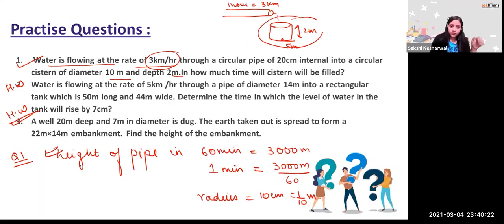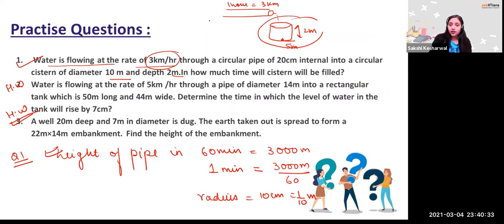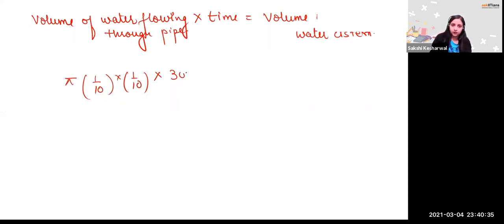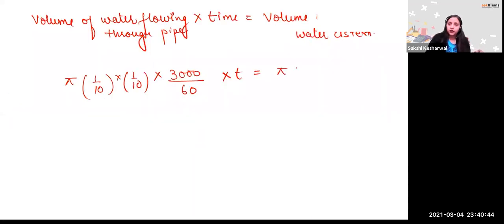This one is the height. So it is pi times radius, 1 by 10 into 1 by 10, right? And the height in 1 minute is 3000 divided by 60 meters, into time T, is equal to the volume of the cistern, which is also a cylinder, yes or no? So that is pi r squared h, which is pi into 25 into 2, right? You see that this pi and this pi cancel, the zeros cancel.